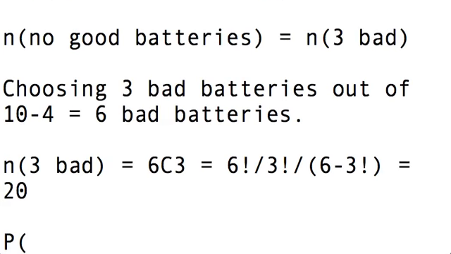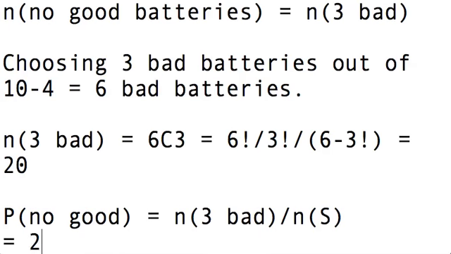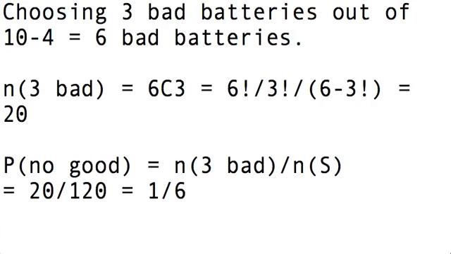So the probability of no good batteries is the number of ways of having 3 bad batteries divided by the total number of ways of choosing 3 batteries, which is 20 divided by 120, which is equal to 1 out of 6. That number keeps coming up, sorry, but 1/6 of the time I will pull up no good batteries. How about a second question?